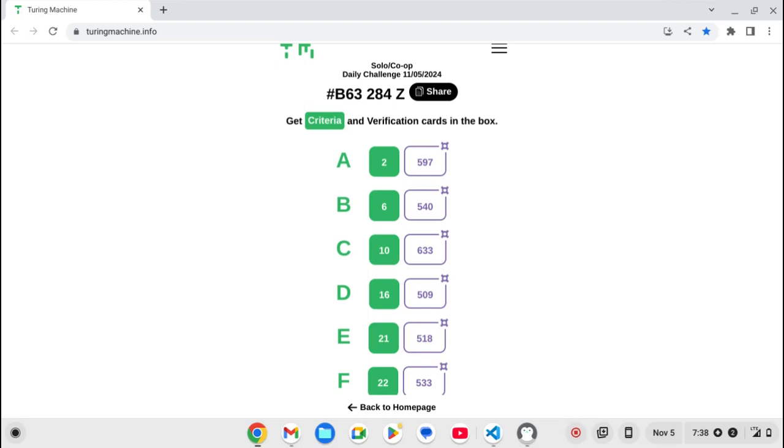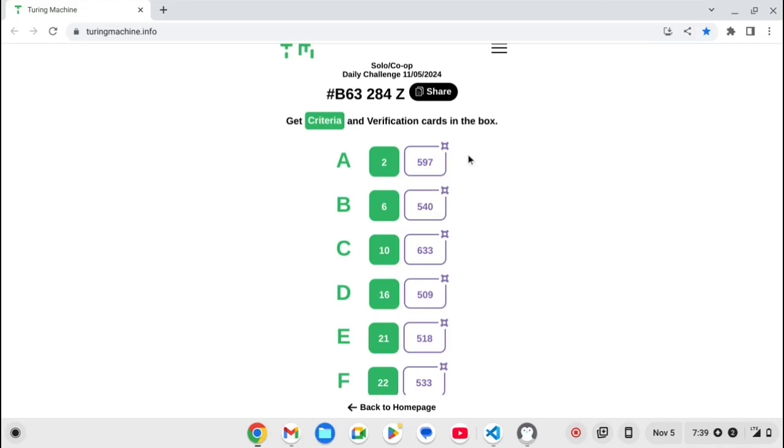Let's begin. Today's November 5th, 2024, and we're solving the Daily Turing Machine Puzzle. Today's puzzle uses the following 6 criteria cards: criteria card 2, 6, 10, 16, 21, and 22.